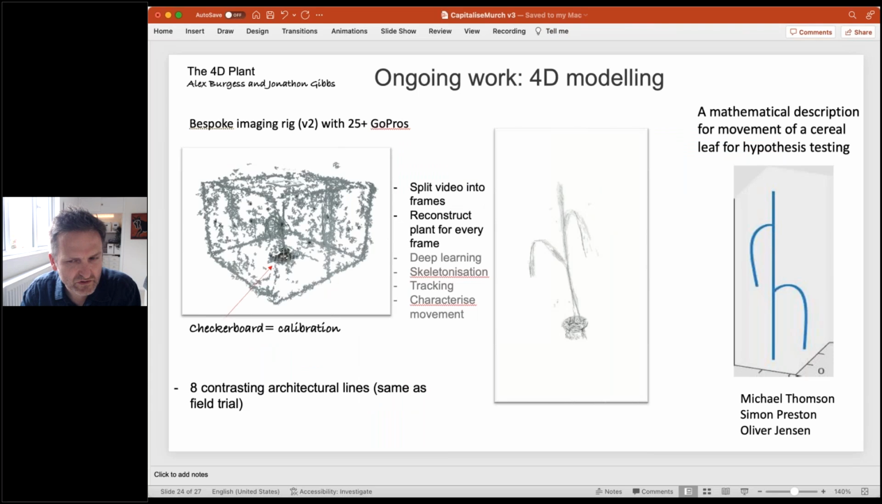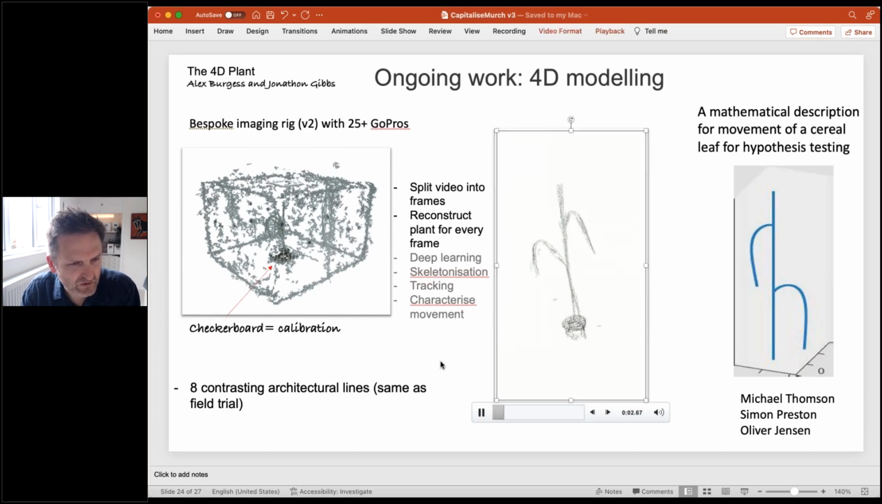Okay, and just briefly, this was work which is trying to model movement in 3 dimensions in the field and also the lab. This is work that again is ongoing by creating a box in the field with many video cameras. You can actually get a reasonable 4-dimensional model. It doesn't show particularly well here, but it's a reasonable 4-dimensional model of a plant moving in a windy environment. And we've linked this to a mathematical description for movement of a cereal leaf, which is developed by mathematicians on our 4D project at Nottingham. That's ongoing.